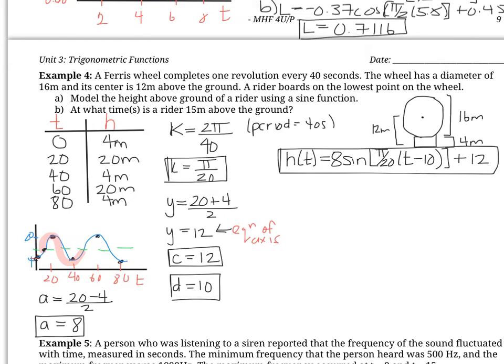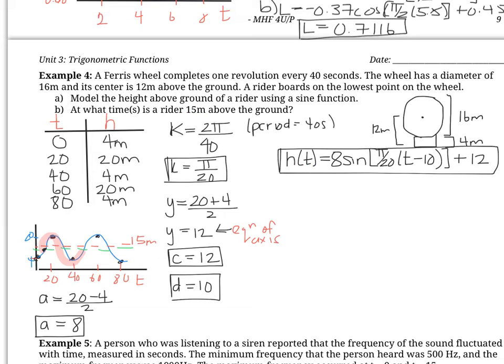Part B asks, the whole reason why we're doing this is because we want to solve this problem here. At what times is the rider 15 meters above the ground? Well, let's take a look at our little graph that we made, our sketch. 15 meters would maybe be about here. So if I put a dotted line here, let's call this 15 meters. That's our 15 meter mark.